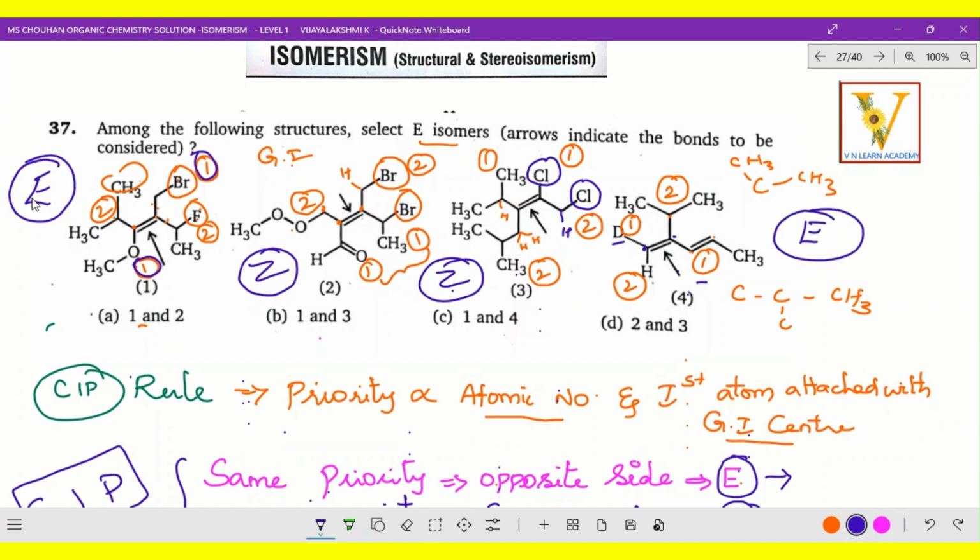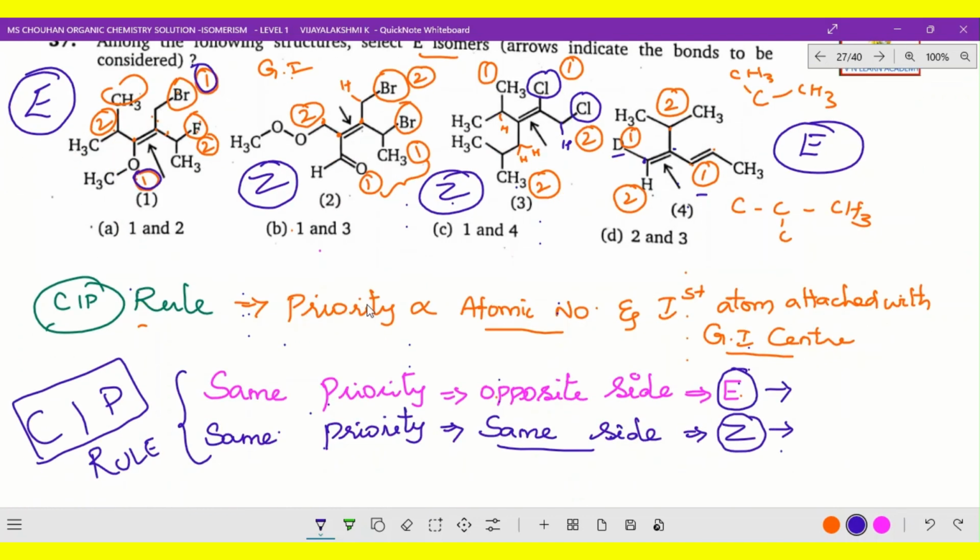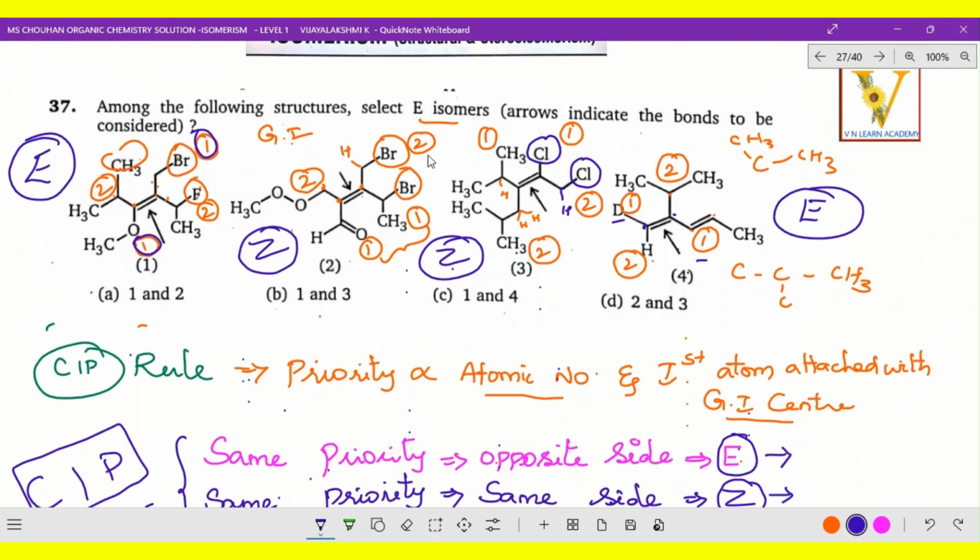So the first one is the E isomer, and the last one is the E isomer, and the second and third are the Z isomer. I hope you got the clarity of E and Z isomers. How do we identify? Please remember, opposite side means E, and same side means Z. So that is the CIP rule. How do we get that CIP rule? According to the atomic number. And one more thing, the first atom attached to that stereocenter decides the priority order.